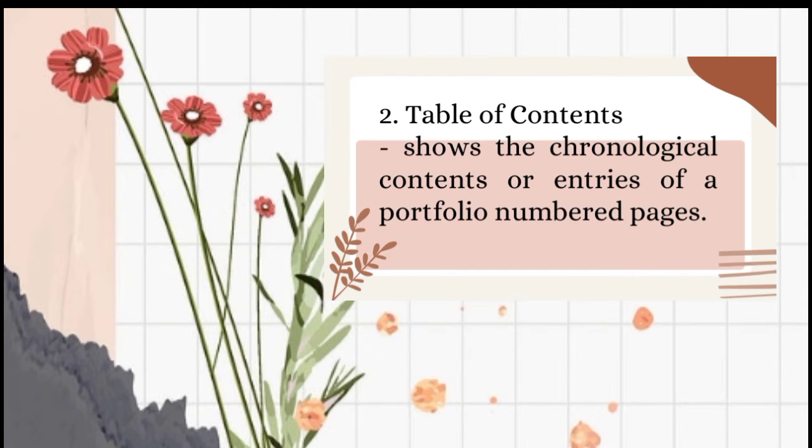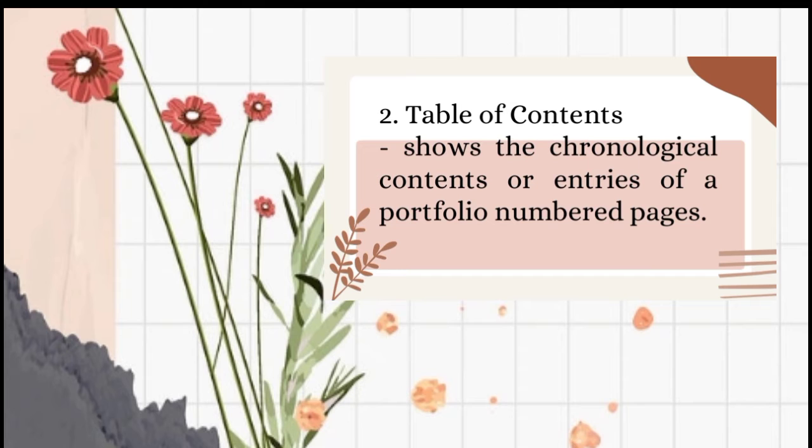Number 2 is table of contents. Shows the chronological content or entries of a portfolio with number pages. Table of contents helps to organize the whole portfolio. It allows to go directly to a specific section of an online documentation and it gives overview about the content.